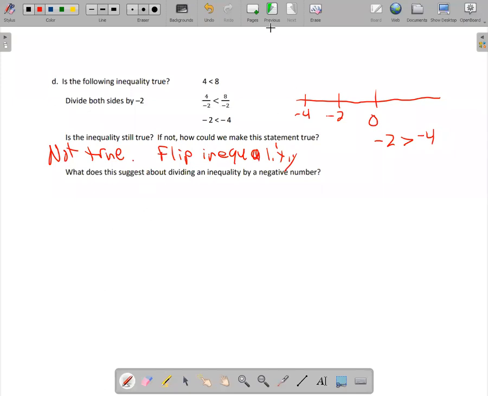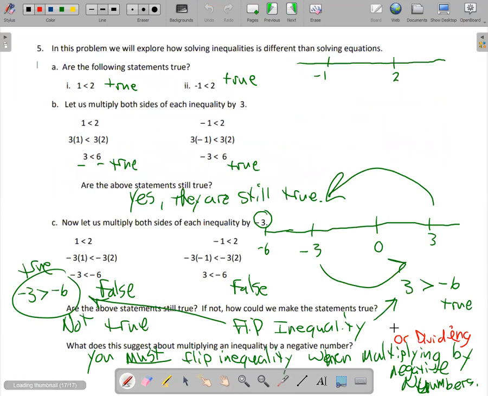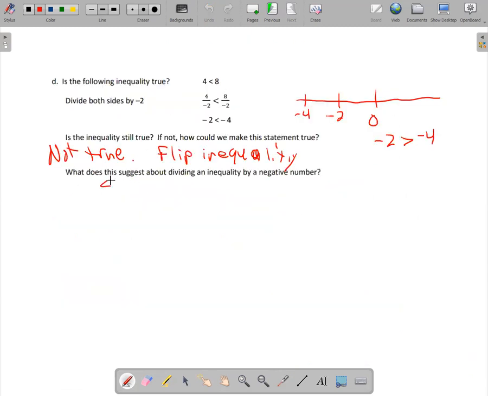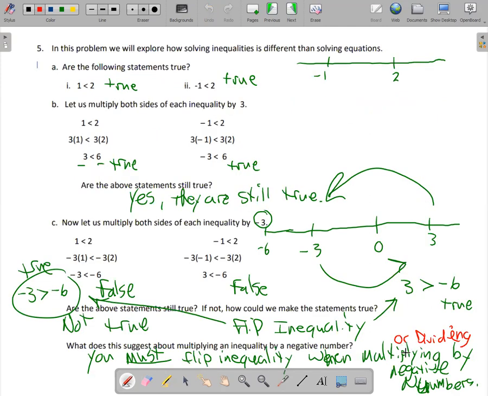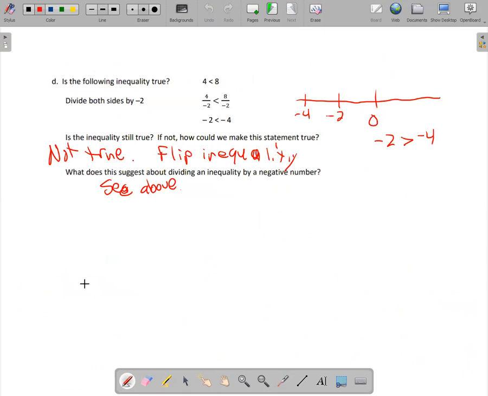And if you copied my statement from above and wrote multiply or divide, you could just write C above, otherwise rewrite the whole statement. Or if you didn't write division up there in part C, you can just rewrite it down here. Bottom line, multiply or divide by a negative, you've got to flip the inequality.